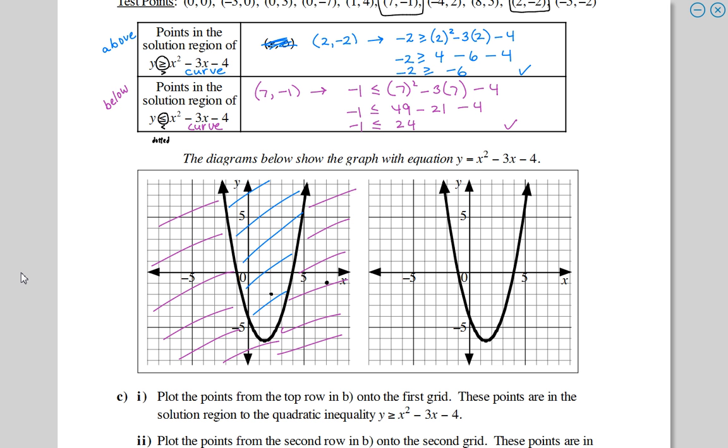What if it was upside down? Are you talking about if the a value is negative? I think it's similar, above and below. And you can always use a test point.